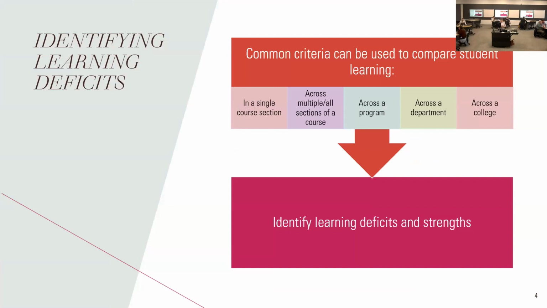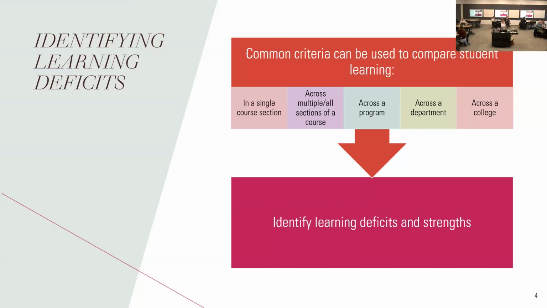Now, here are the different criteria that help you identify learning deficits. So you can use it not just for accreditation and assessment, but you can also use it for program improvement. You can compare student data in a single course section. You can aggregate data across multiple sections of a course, across an entire program, the department, and even across a college. So it really can be used for many different purposes. And when you have all that data, you can identify learning deficits and strengths from all of your courses, again, at any one of those levels in that first little graphic at the top.